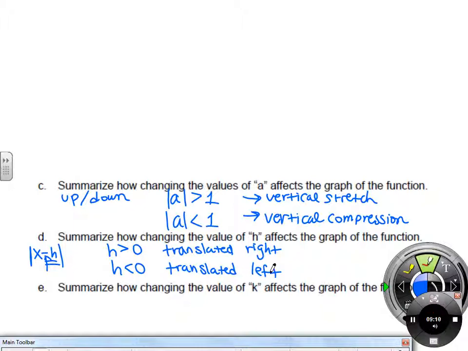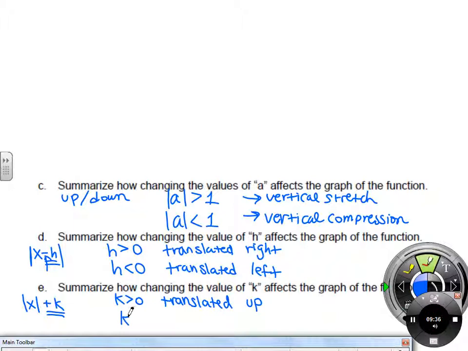Then remember, K was what was added on after the absolute value. So the absolute value part's all done, and then we're looking at what ends up over here after the function. So when it's added on at the end, when the function is complete, that was shifting us up and down. So again, if K was bigger than 0, still a shifting, so it's still a translation. So it's being translated up.